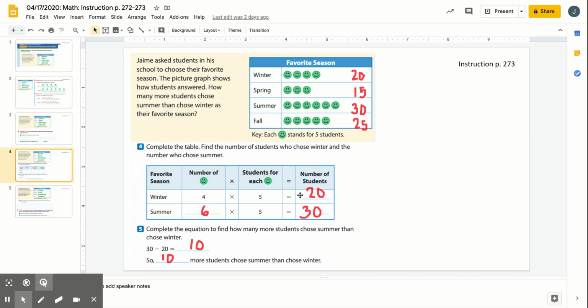The other thing that you can do is look at summer and winter and cross off the same amounts. Winter had 4 smileys, so for summer we can also cross off 4 smileys and then count how many are remaining. Well, there are 2 smileys remaining. That's 2 more than what winter had, and each of these smileys is worth 5. So 5, 10. That's another way that you could get your answer.